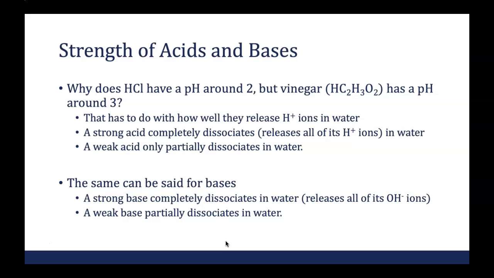So why does HCl have a pH around 2 and vinegar has a pH around 3? They're both acids. Why do they have different pHs? Well, that has to do with how well they release H plus ions in water. So if a molecule completely dissociates in water, or it completely separates into its ion components, that's going to be a strong acid. A weak acid only partially dissociates.